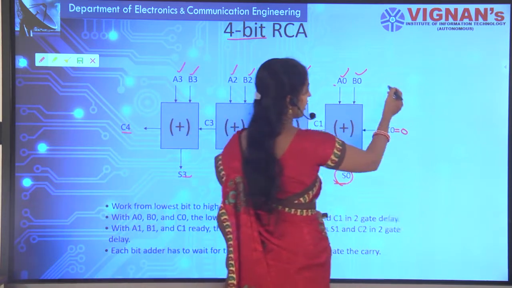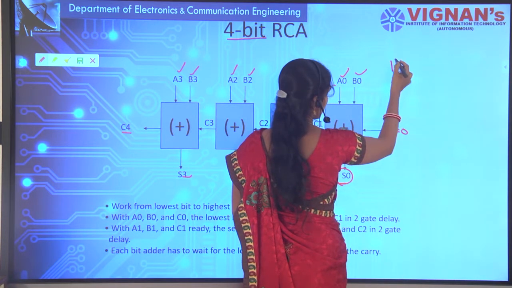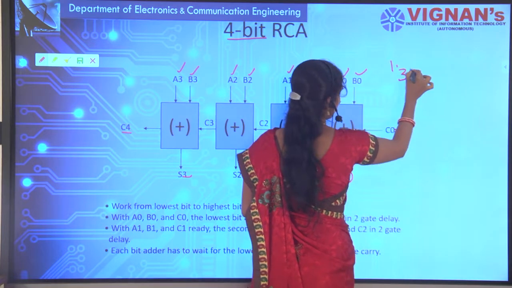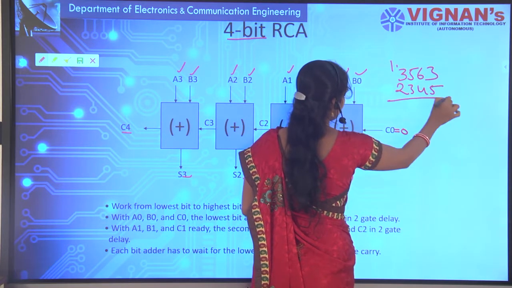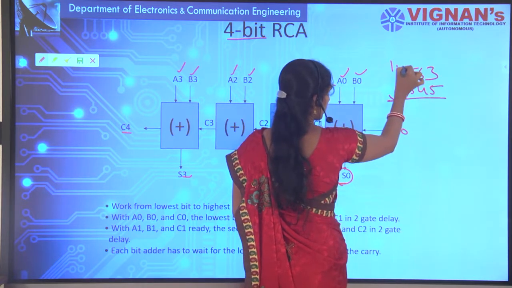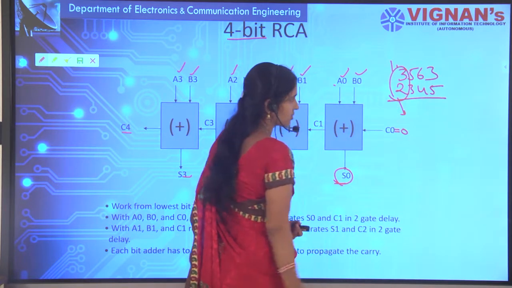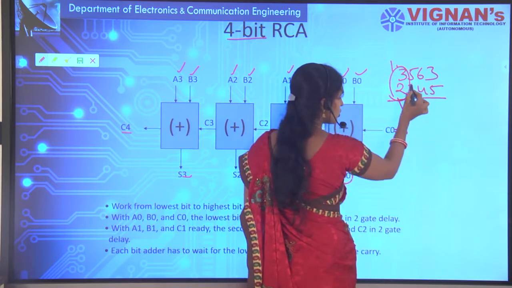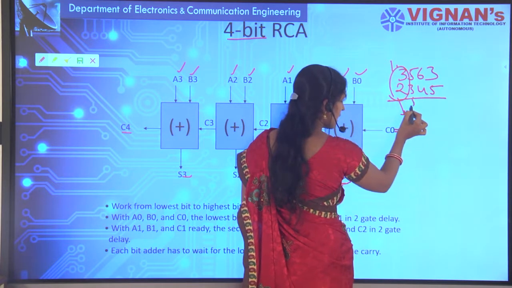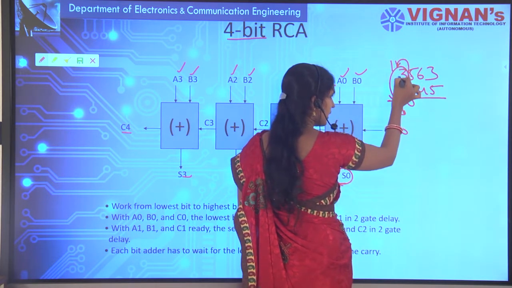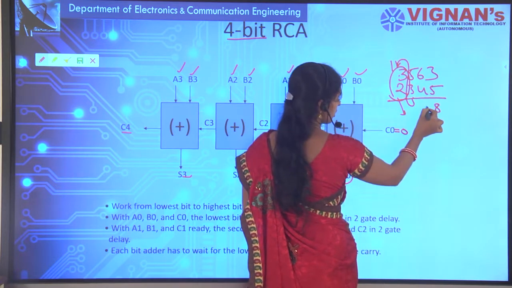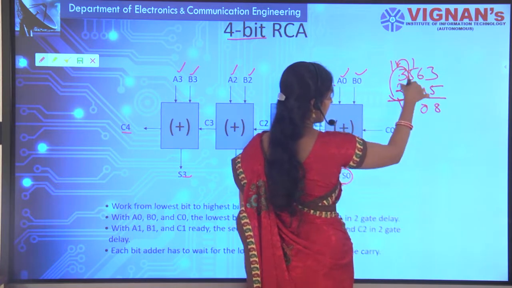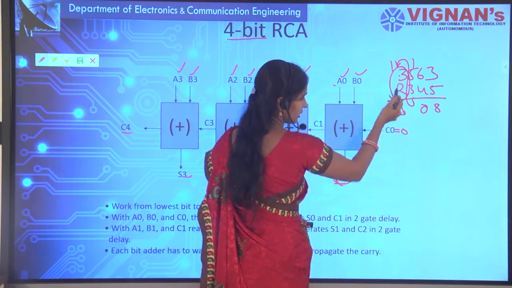If you want to add, suppose, 3563 plus 2345, you cannot get the answer for this until you get the carry from this digit propagated to the next one, and only then will you get the answer. Like 5 plus 3 is 8, 6 plus 4 is 10, 0 and 1 carry, like that. So you cannot do that addition.